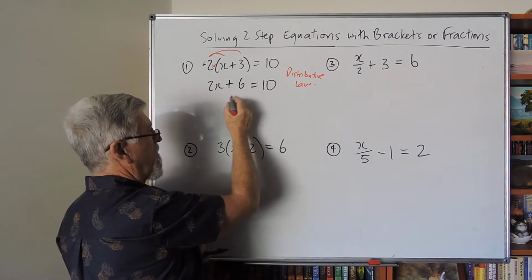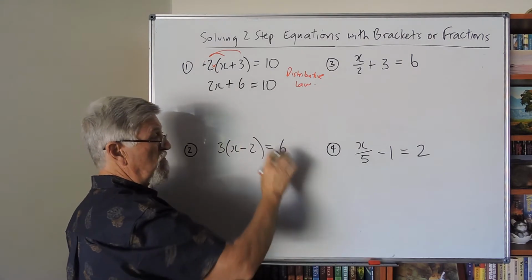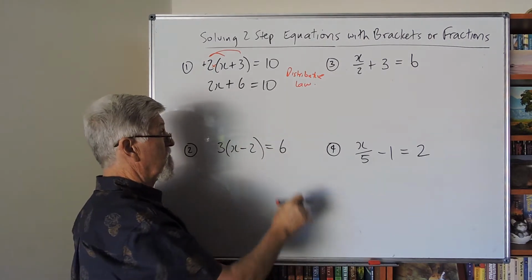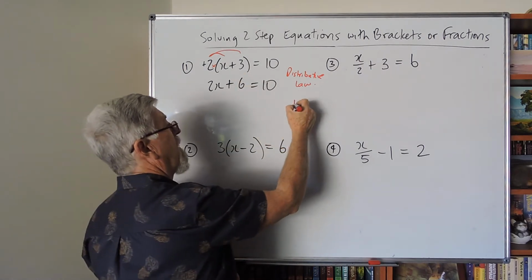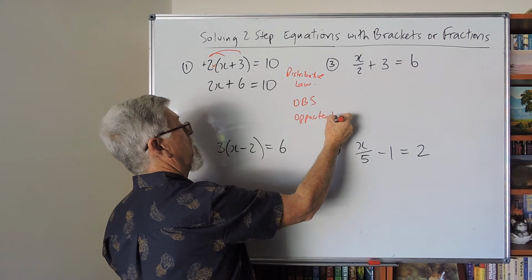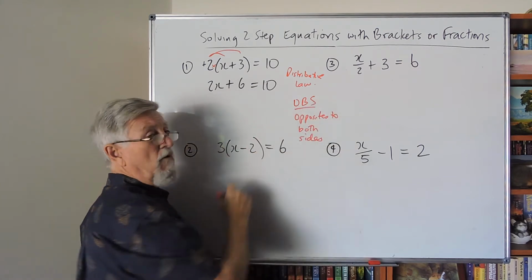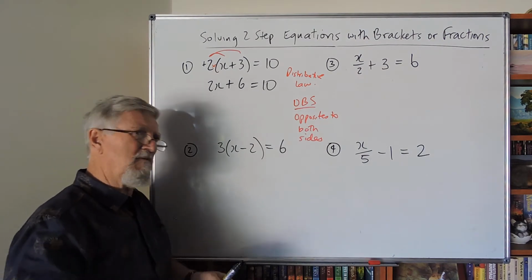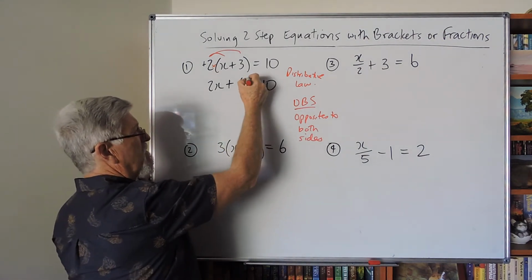Could go divide 2, divide 2, divide 2. Like I said, one method first. Don't want to introduce fractions, though this one wouldn't introduce fractions. How do I get rid of a plus 6? Opposite, back to ops, opposites to both sides. It's all we're doing all the time, the obs. Like observations, but no, it's different, but it's obs. Opposites of both sides.